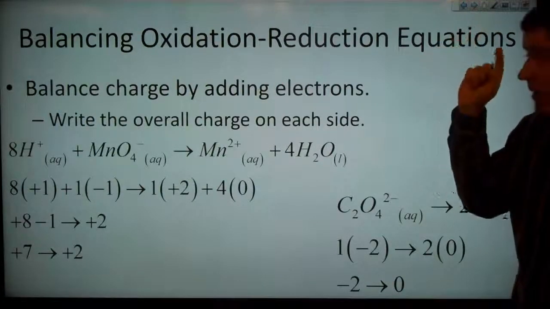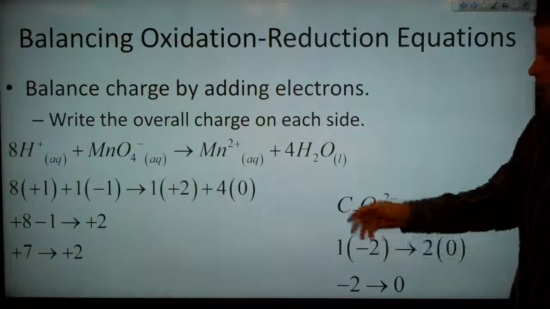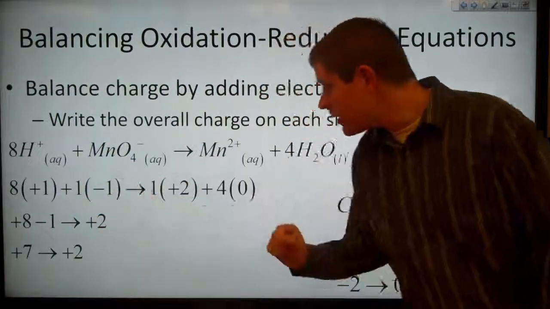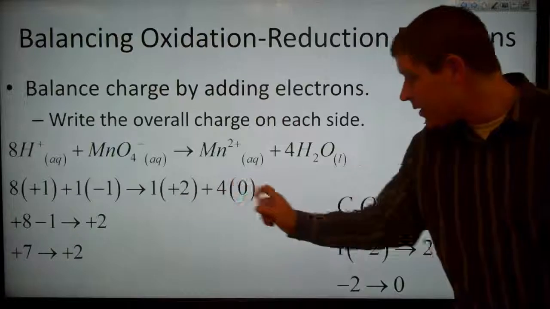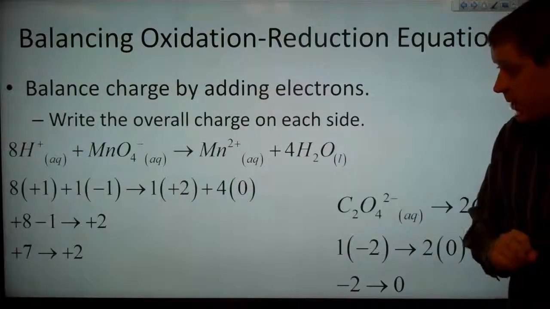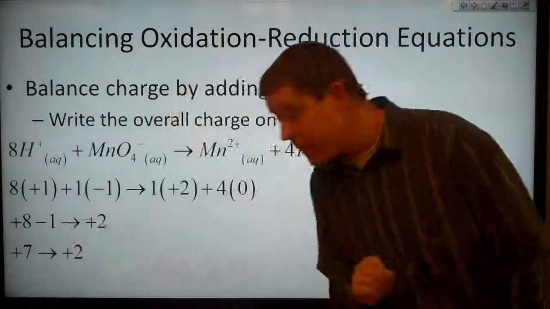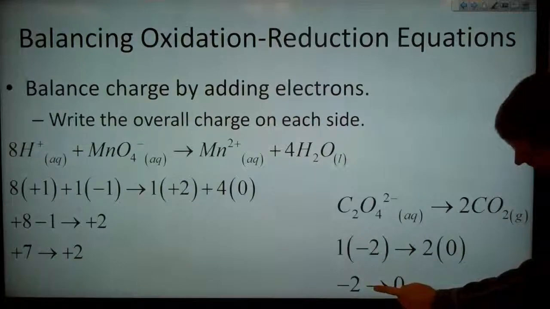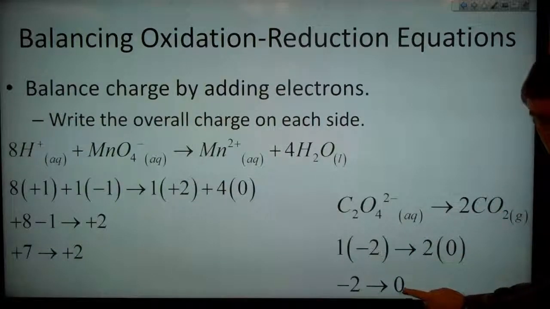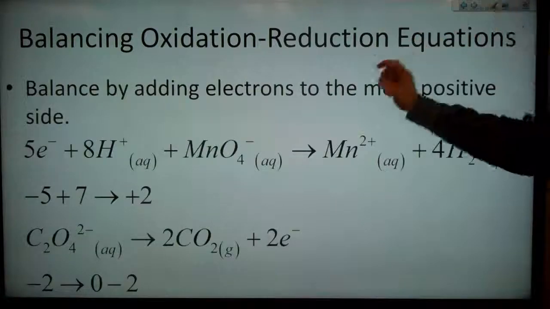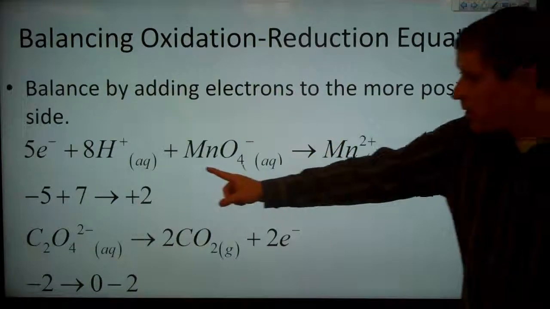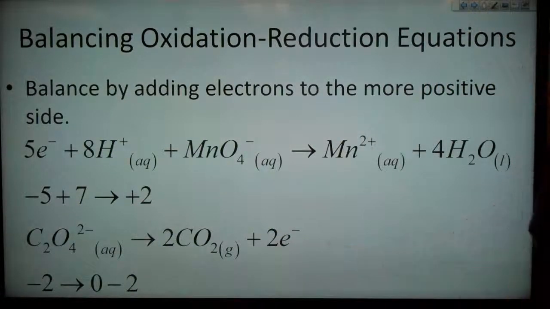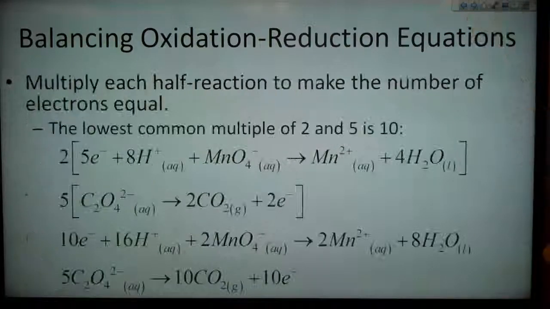Now we want to balance the charge by adding electrons, and we'll write the overall charge on each side. Here we have 8 times positive 1 plus 1 times negative 1, and that's giving us 1 times positive 2 plus 4 times 0. So we have positive 7 going to positive 2. For oxalate, we have 1 times negative 2 on the left, and that's giving us 0. Now we want to add in electrons. We need to add 5 electrons on the left side of the permanganate reaction to balance it out. And for oxalate, we need to add 2 electrons on the product side to balance it out.